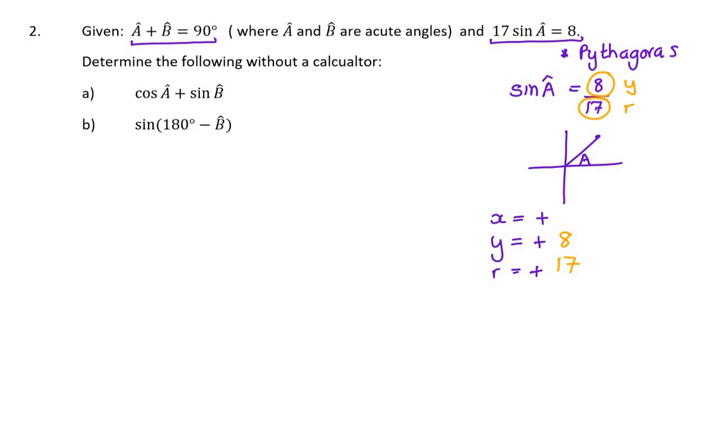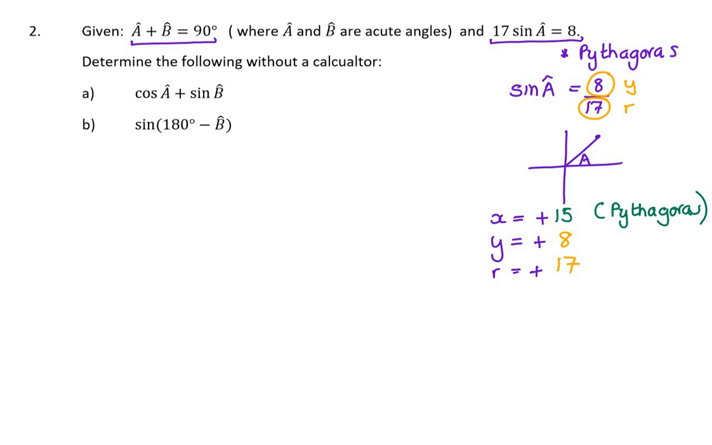So either I can show all of my Pythagoras' theorem. I happen to know that there's a Pythagorean triple, which is 8, 15, 17. If you don't know that, you'd have to actually do Pythagoras, but you don't actually have to show any working. So I know that x is equal to 15.